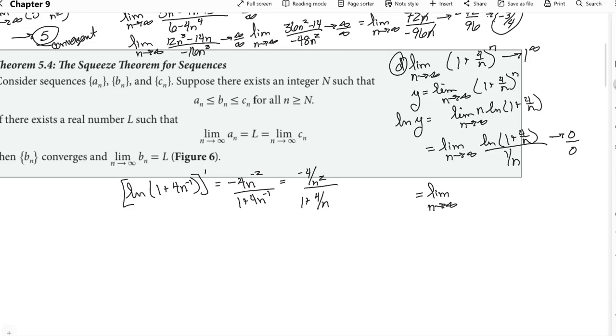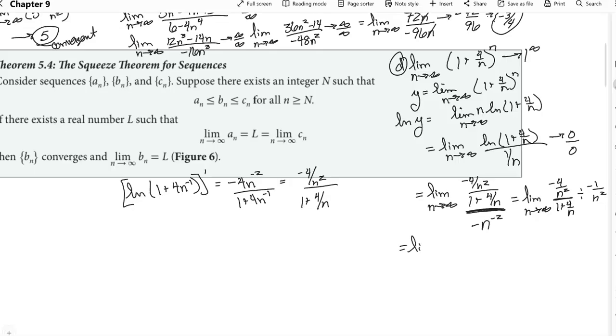So let's insert that. So that's the derivative of my top, -4 over n squared over 1 plus 4 over n, divided by the derivative of the bottom. This is n to the -1, so it would be negative n to the -2. And then we need to clean this up. Let me fix my notation there and make that 4 a little clearer. So I have the limit as n goes to infinity of negative 4 over n squared over 1 plus 4 over n, and we are dividing by the denominator, which is negative 1 over n squared.